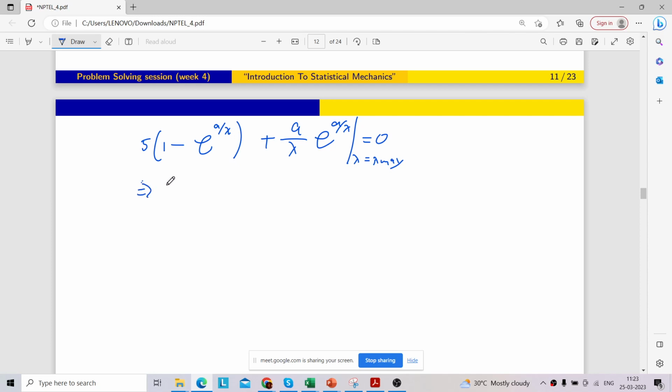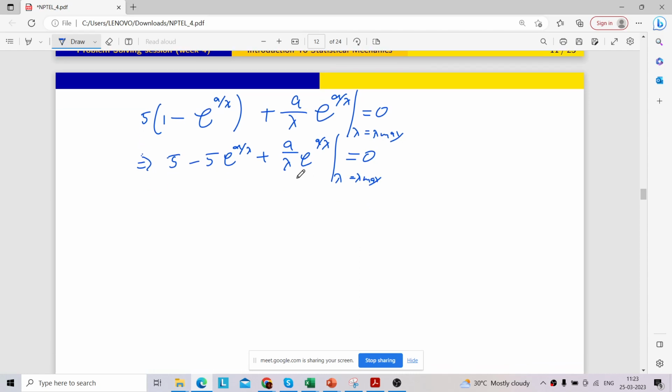This will be 5 minus 5 e to the power a over lambda plus a over lambda e to the power a over lambda equal to 0. So we can't solve this like this because we have lambda in the denominator and we have lambda in the exponent also, so we can't take all the lambdas in linear form. So we have to do this graphically.